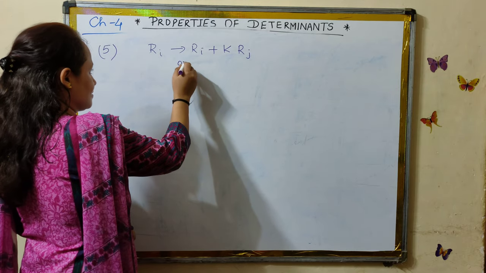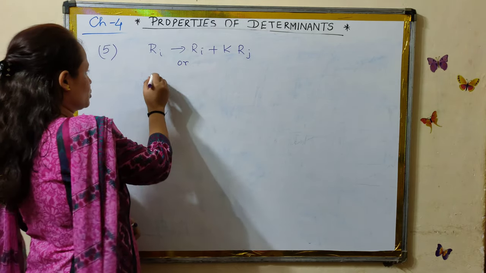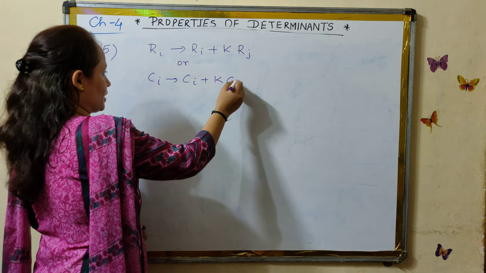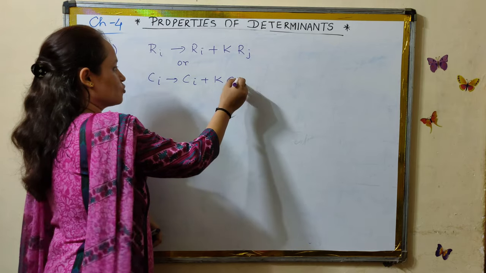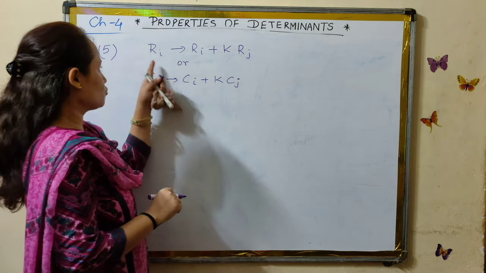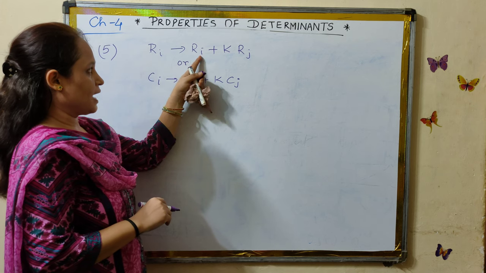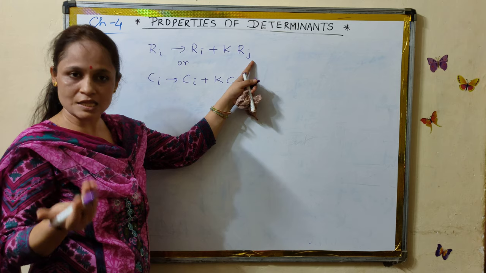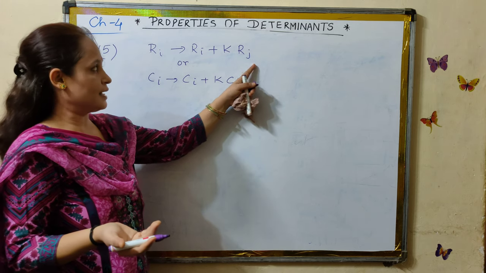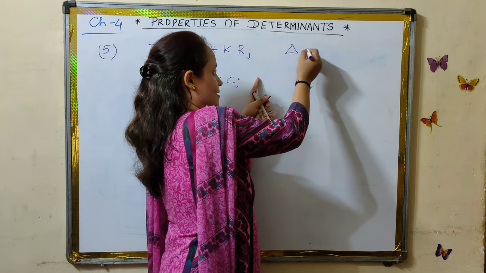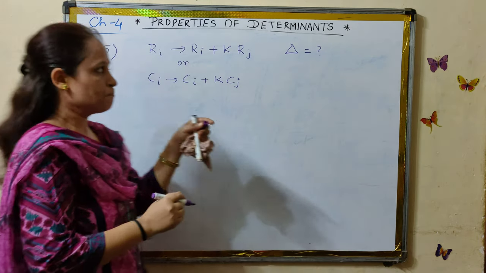And on the same lines, this corresponding column operation also you have done in chapter 3 while calculating the inverse. So what is the meaning of these two operations on row and column? It means to any row we can add scalar times the corresponding elements of some other row, then what will the value of the determinant be? That's what we're going to assess and say in this property.